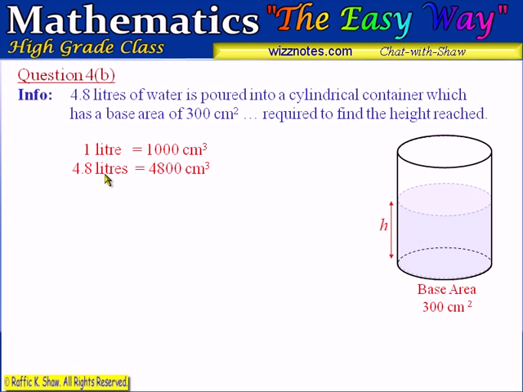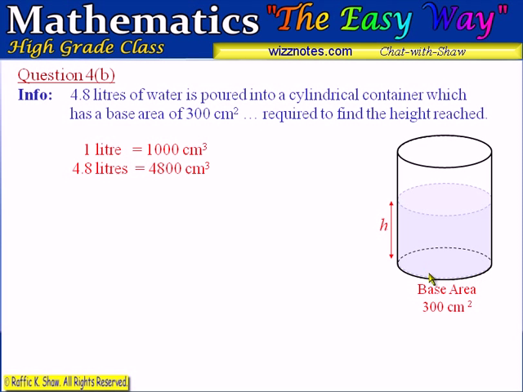We simply multiply by the 4.8. So 4.8 liters is 4800 cm cube. So the volume of water here is 4800 cm cube. And the volume of water is given by the cross-sectional area, which is now the base area here, multiplied by the height. That's the volume of this cylindrical object now formed by the water. Cross-sectional area multiplied by the height. Alright, and that will equate to the volume of water in the bucket.